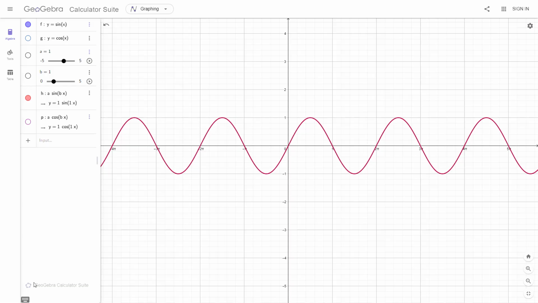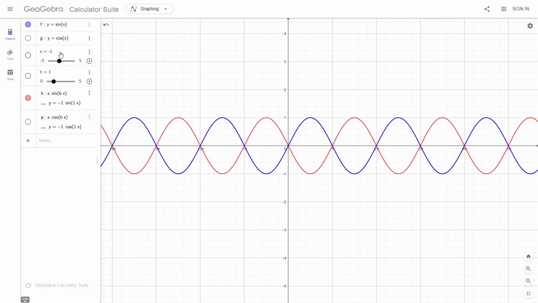So as a consequence, this function and this function, even though they're negative of each other, have the exact same amplitude. The amplitude for both of these functions is 1 because they span from -1 to 1.